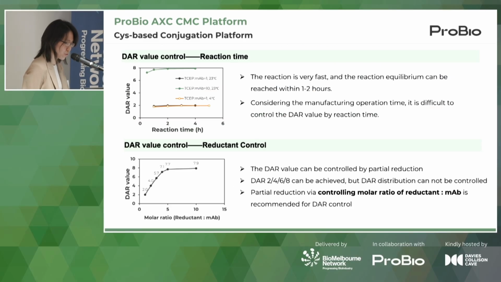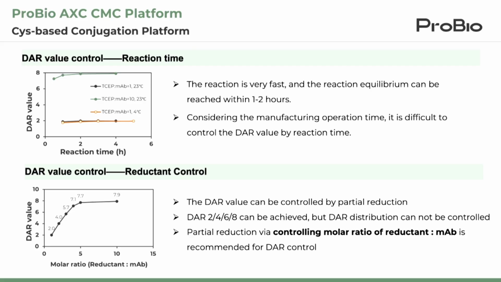And also, can we control the overall reduction through reaction time? Not really the case. From this data, we can see that at different reductant to mAb ratios and different reaction conditions, all the reactions turn out to be very fast and reach equilibrium within 1 to 2 hours. And considering the manufacturing operation time, it is really difficult to control the average DAR value by controlling the reaction time. It's actually recommended to control the overall DAR value through the reduction ratio.